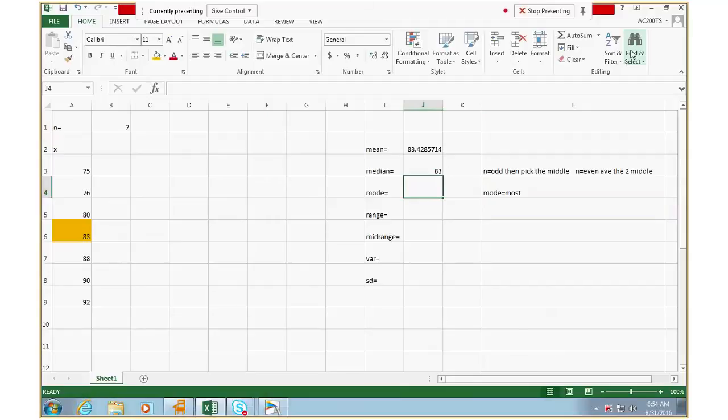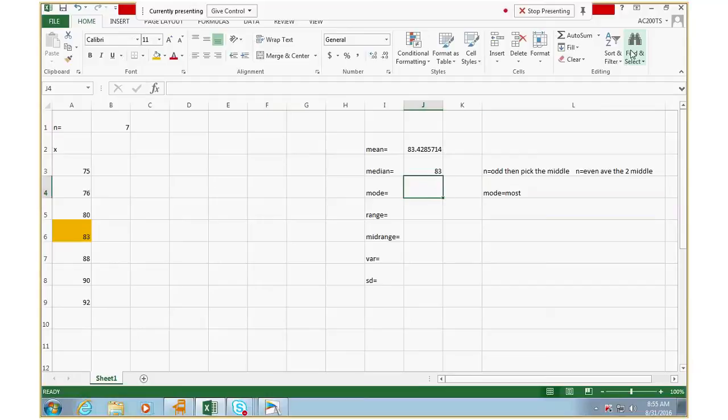It's the number that shows up the most. If you have 3 that show up the most, the same amount, then you have to put all 3: 25, 36, and 42. It's called trimodal. One mode, then bimodal, trimodal, polymodal.